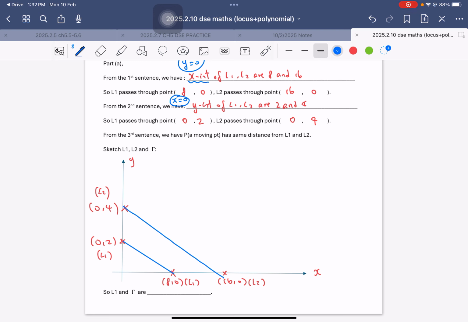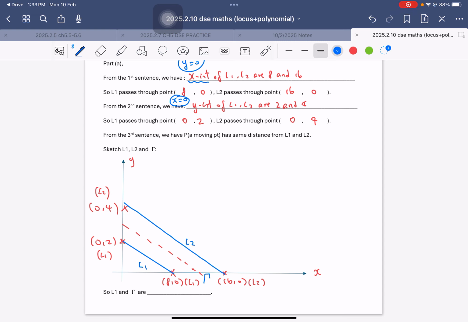So this line is L1, and this line is L2. So where can you draw the torque? In the middle of L1 and L2, isn't it? So that's going to be a dotted line like this. So this is going to be your torque. Okay?